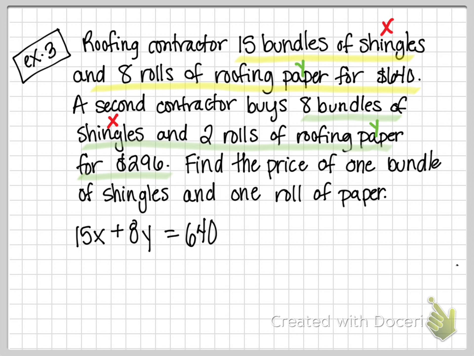Let's do that in yellow so that it's clear. That's our first equation, the first purchase, and then our second equation will be the second purchase that they made. So a second contractor buys 8 bundles of shingles, and we said that shingles were X, and 2 rolls, or 2Y, of roofing paper for $296. So if we graph this to solve, we can figure out the solution.